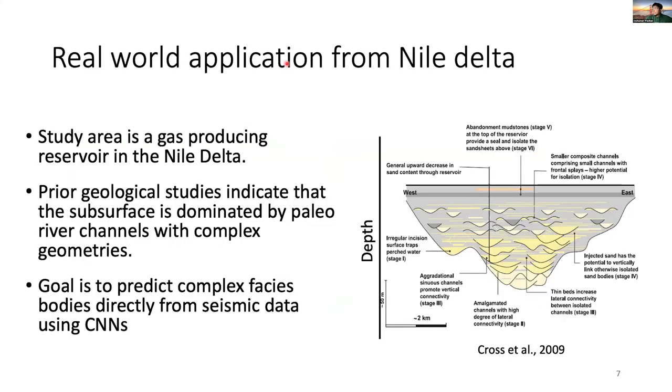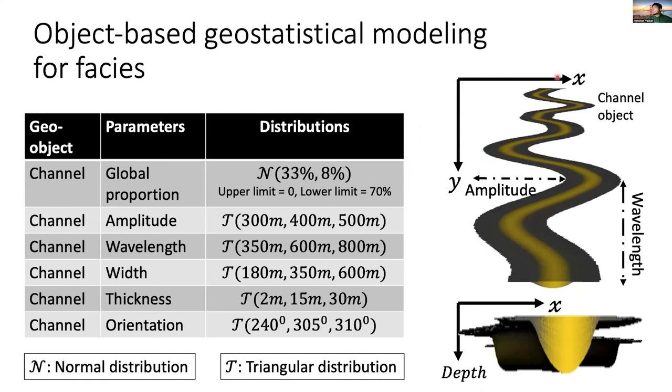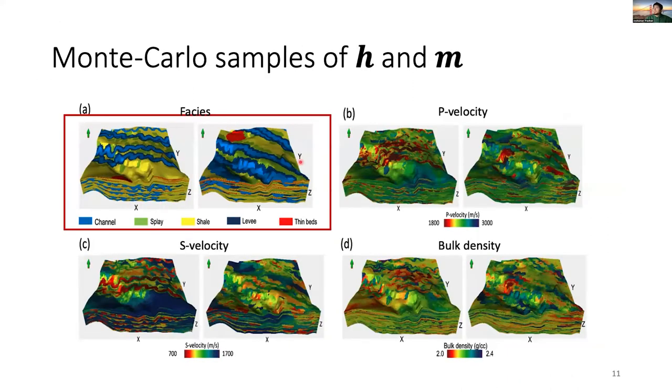Recall from this previous slide that we have these complex sinuous bodies, right? So in order to mimic this geologic uncertainty, what we do is we specify this prior distribution on different channel bodies. For example, we have a channel body over here, and this can have various uncertain parameters. For example, what was the volumetric fraction of the channel bodies, what was the amplitude, or what was the wavelength between the crests and the troughs of the channel bodies? And these are some probability distributions that we specify on each of these uncertain parameters. Now, once we specify this distribution, we can generate Monte Carlo samples from this probability distribution, and we can get these multiple realizations of facies, each of these realizations conforming to the prior geologic uncertainty.